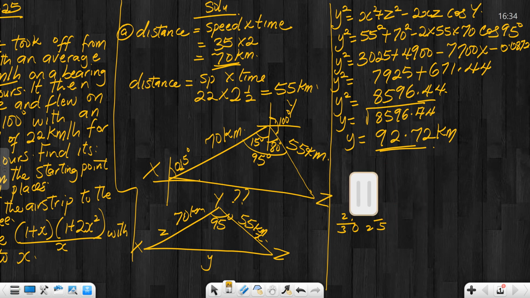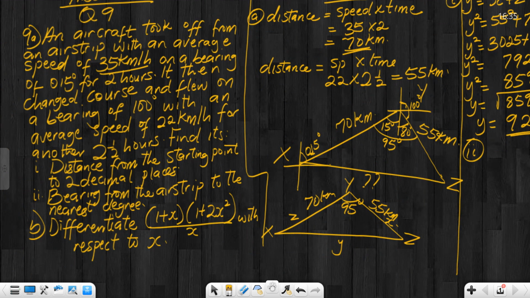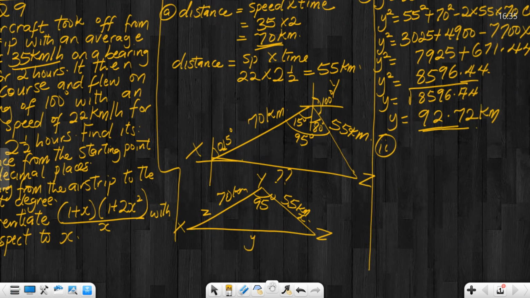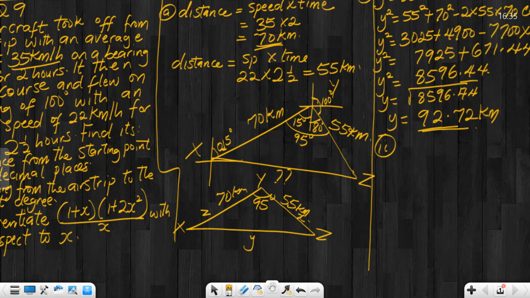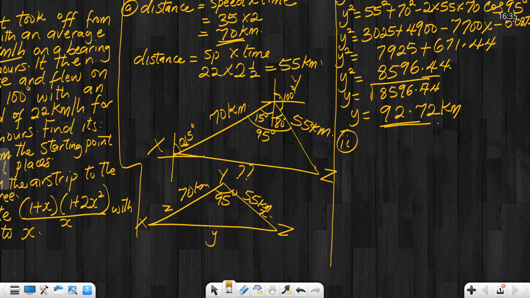Then to the second, Roman figure 2. So here is Roman figure 1. Then Roman figure 2. What does the question say? The question says, bearing from the strip to the nearest degree. So here is the strip. We need the bearing from this angle.